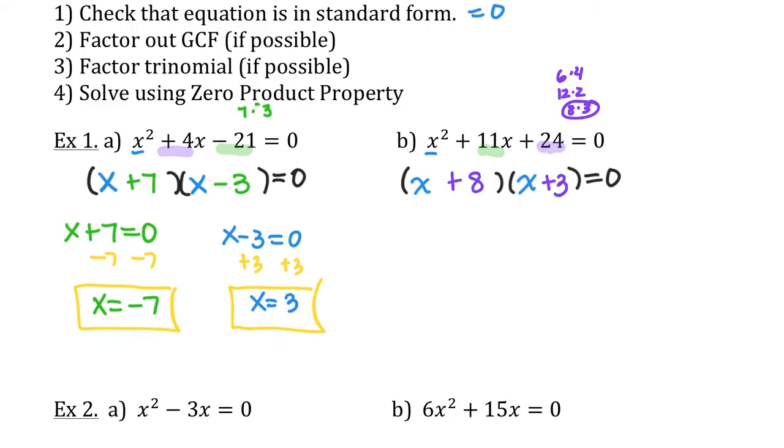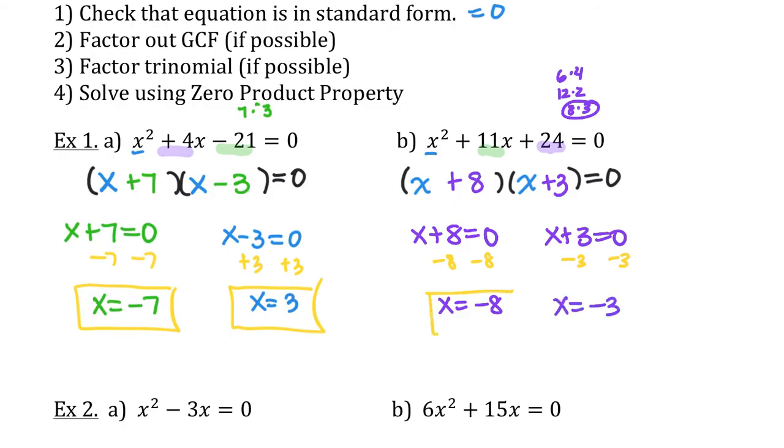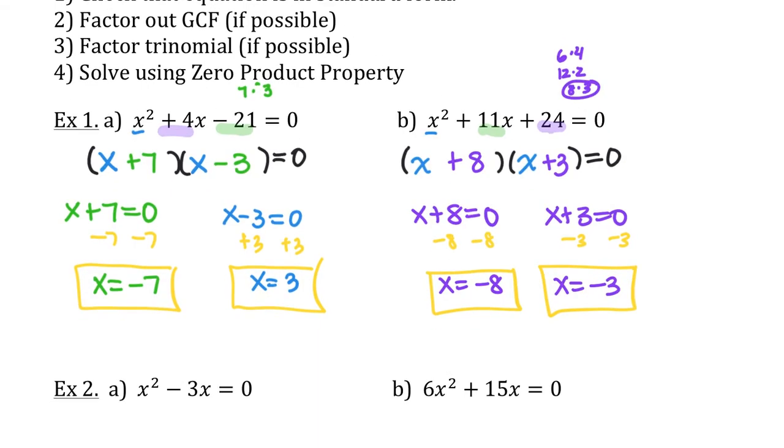Okay, once I have it factored, I'm going to use the zero product property to solve. Okay, so I got x equals negative 8 or x equals negative 3 as my 2 possible answers. And because this was x to the second or degree 2, I was expecting 2 answers.